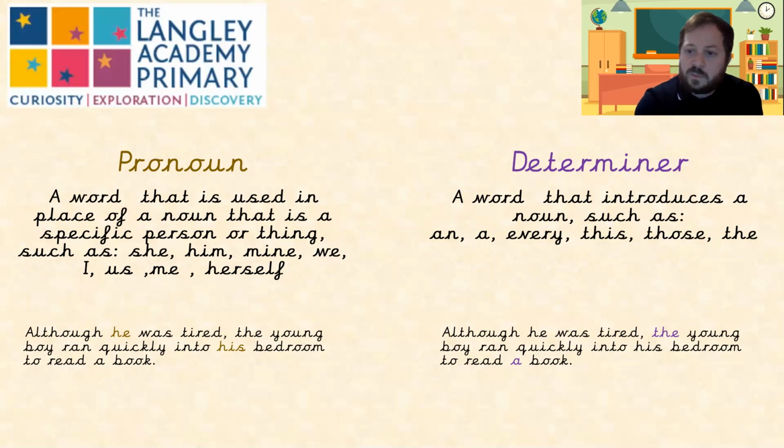Then we've got determiners, and these are words that introduce a noun. So it normally comes before a noun and tells us whether it is a specific person or a general thing. So these are such as an or a, every, this, those, and the. So although he was tired, the young boy, so the one particular one we're talking about, ran quickly into his bedroom to read a book. We don't know what book he's reading because he might have multiple, but it is a book, not the book, which would imply there was a specific book, a very important book that he was reading.